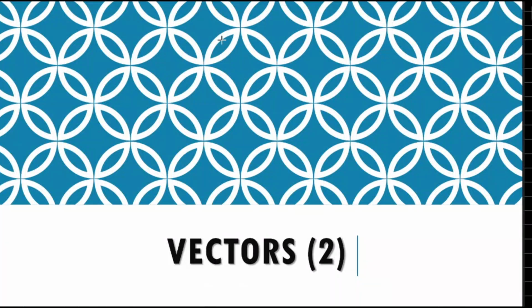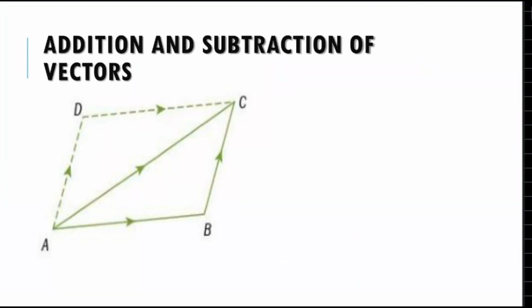In this lesson, we'll be looking at the second part of our lesson, which is vectors 2. And then we have some other subtopics here. The first thing we'll be looking at is addition and subtraction of vectors. When we talk about addition and subtraction of vectors, we're talking about how to add and subtract vectors in geometric form. So let's consider geometric form, okay?